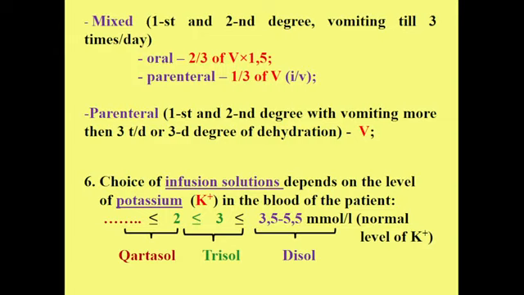Parenteral: first and second degree with vomiting more than 3 times a day, or third degree dehydration, just intravenously. Choice of infusion solution depends on the level of potassium in the blood of the patient. If it's less than 2 millimole per liter, you use quatrasol. If it's about 3 millimole per liter, you give trisol. If it's more than 3.5 up to normal, you give disol.